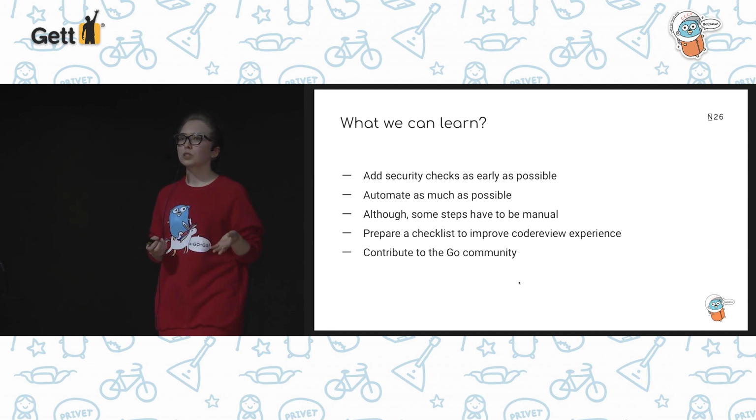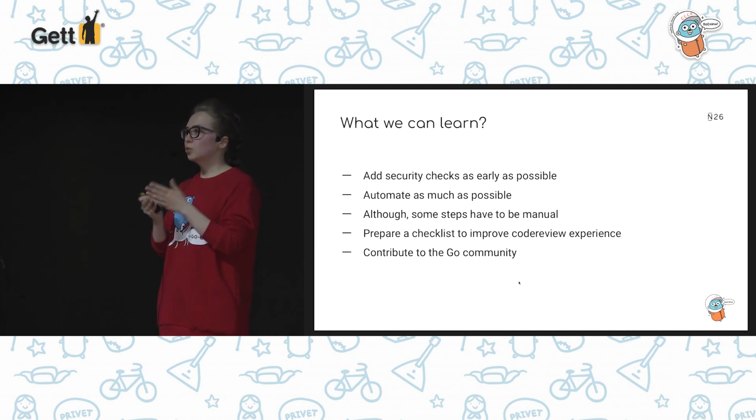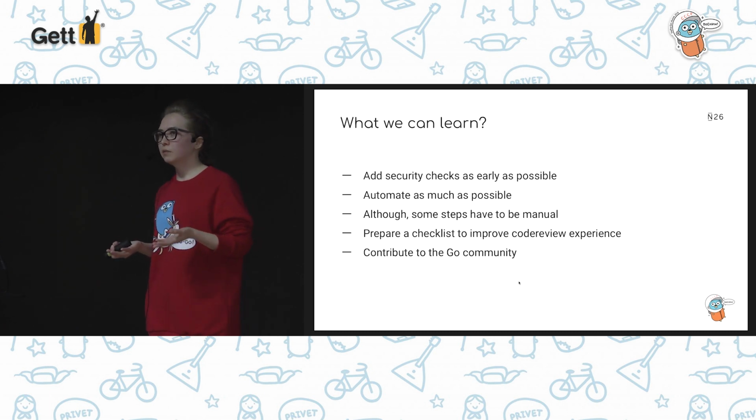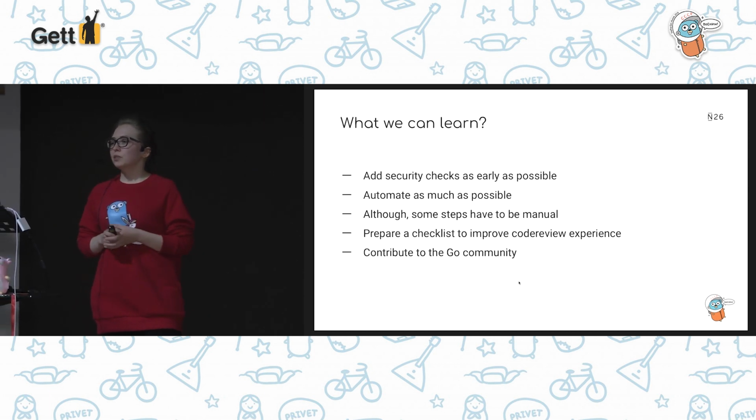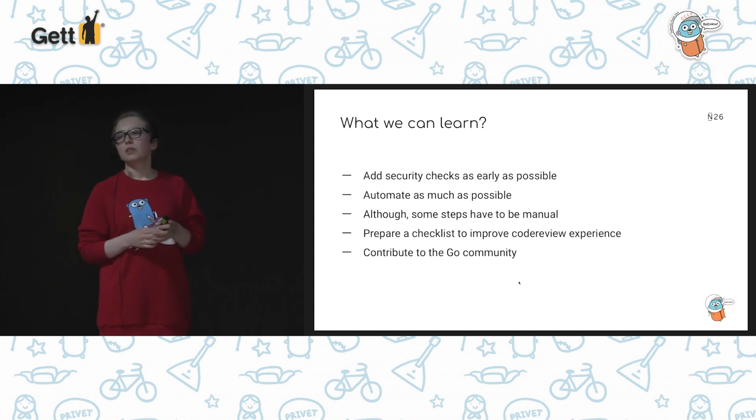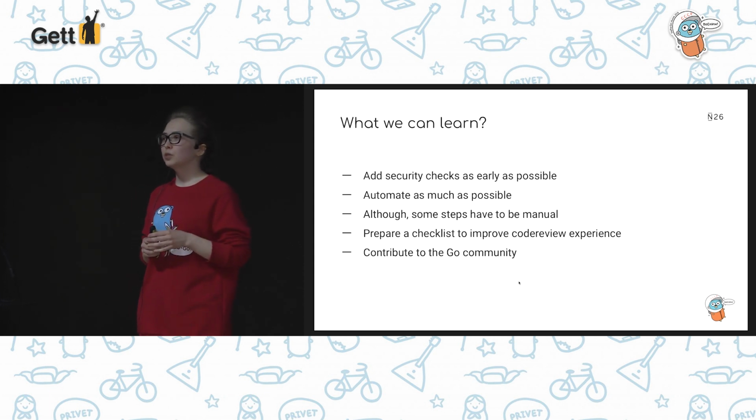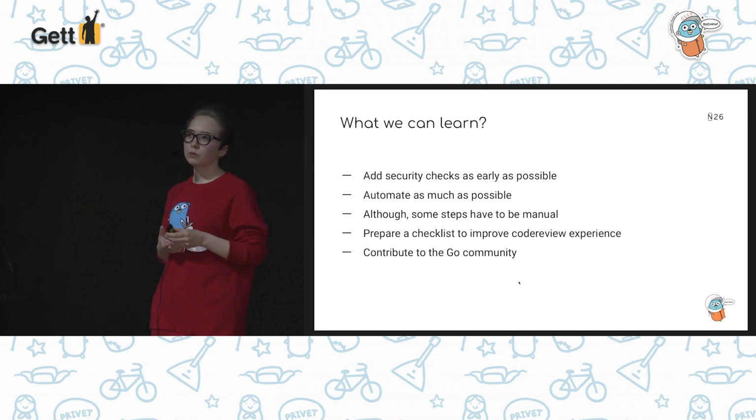For example, working with dependencies is absolutely impossible to automate completely. And it is impossible to be completely confident about what's happening inside those dependencies. So there's a lot of manual work involved. You can't do anything about it, and it would be good for all of these manual actions to prepare a checklist that you could use during the code review.